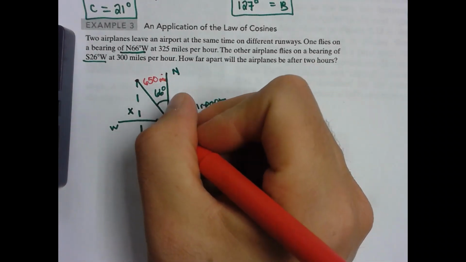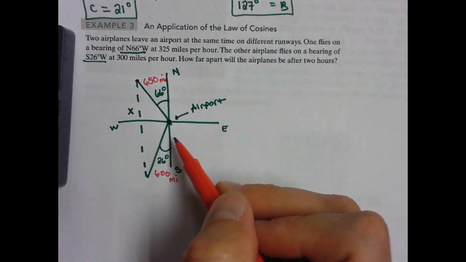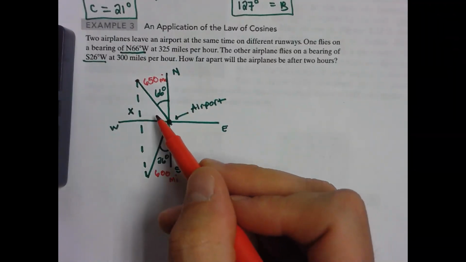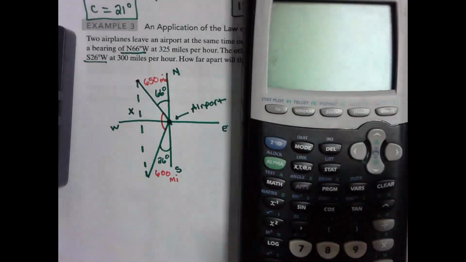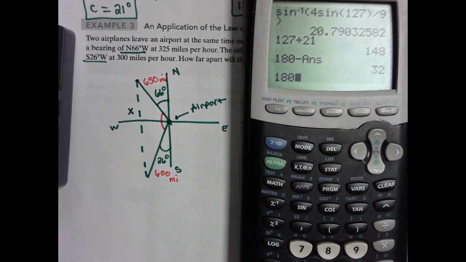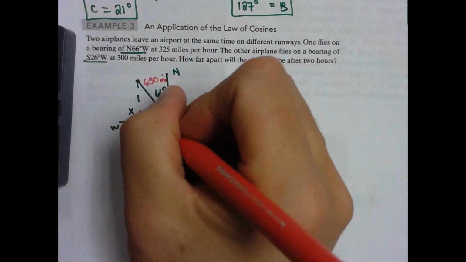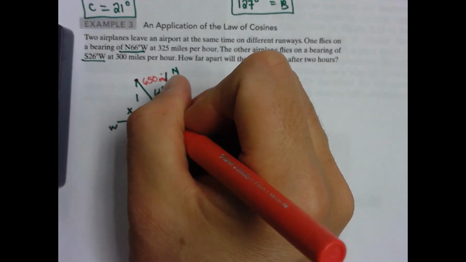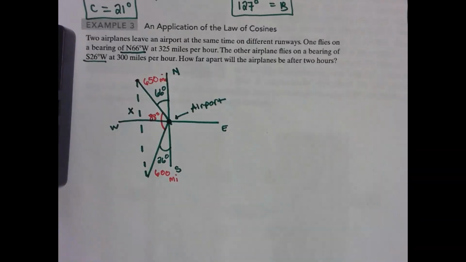Okay, this whole angle right here is 180 degrees, basically just a straight line. And so for us to find this missing part, we just got to use the fact that all three of those add up to 180. So 180 minus 66 plus 26 is 88 degrees. And now you can go ahead and do the law of cosines. I'm going to let you all do that on your own. Round to the nearest mile. Check our work. And then get you all going on the assignment for today.